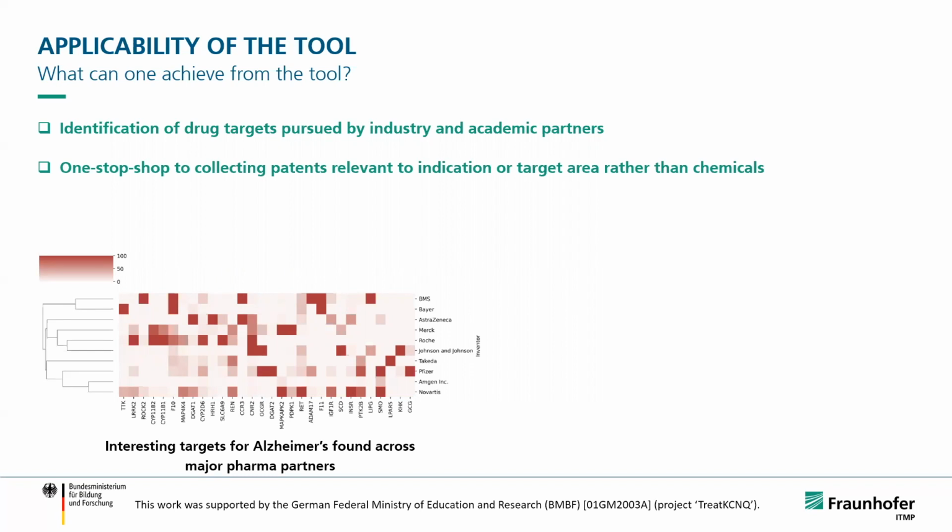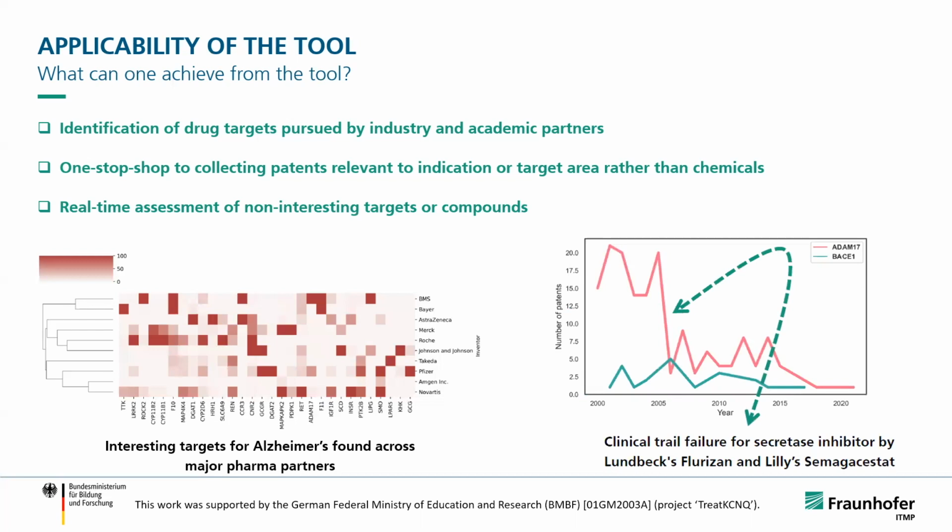Here in the heat map, you can see that we have aggregated patents for Alzheimer's disease based on the different targets and have a target portfolio for each of these, for different companies. So in a way, this is the target portfolio for an indication area for different pharma players. Last but not the least, this patent aggregation technique provides a real-time assessment for finding and identifying non-interesting targets or compounds that are there in the pipeline.